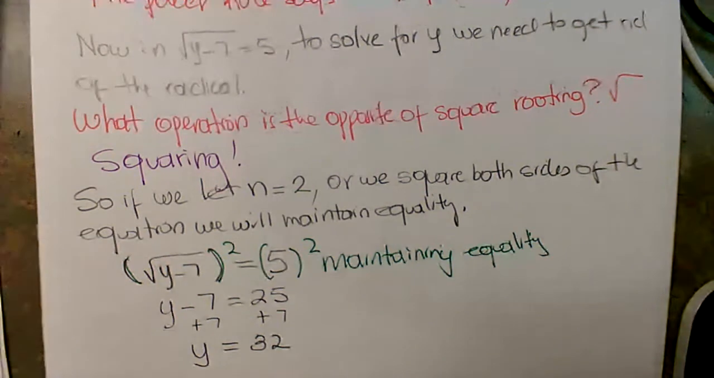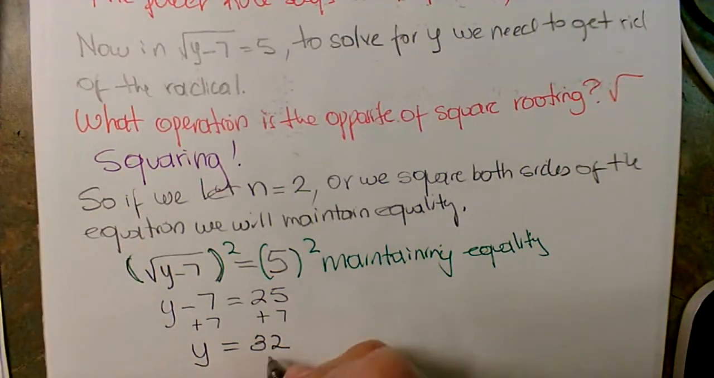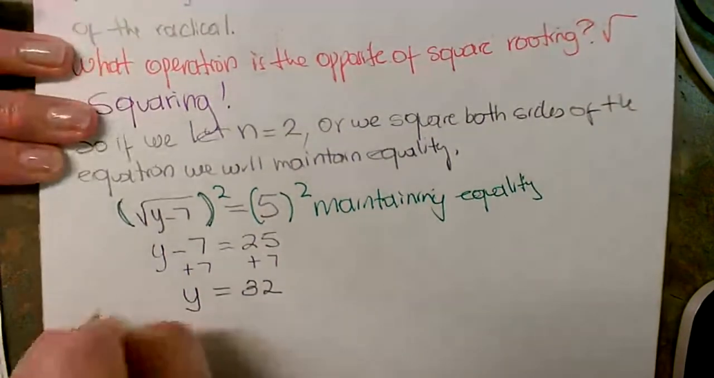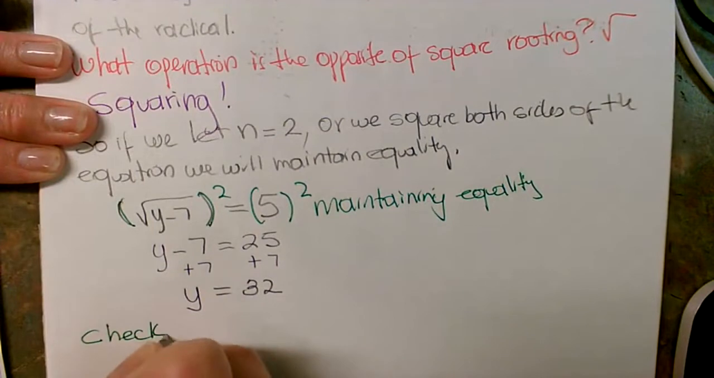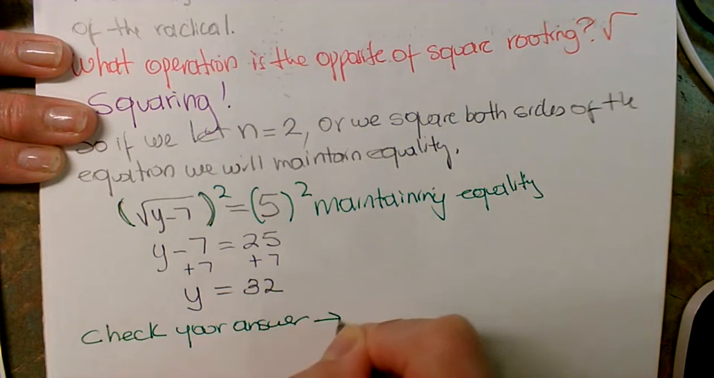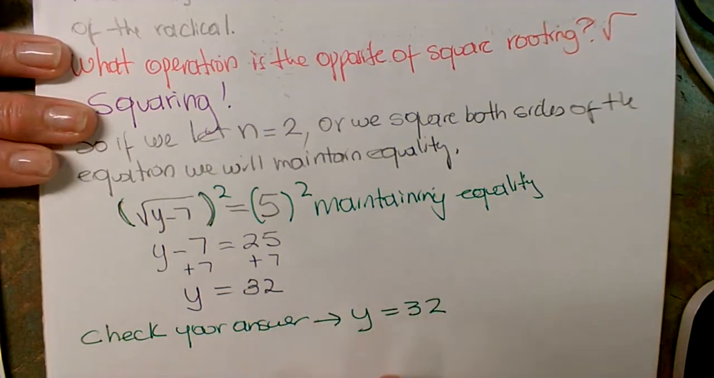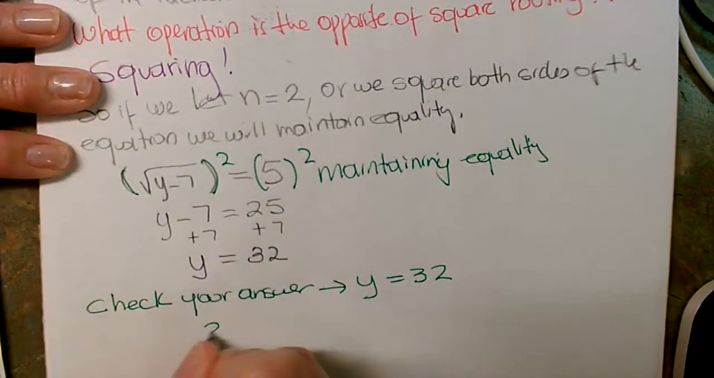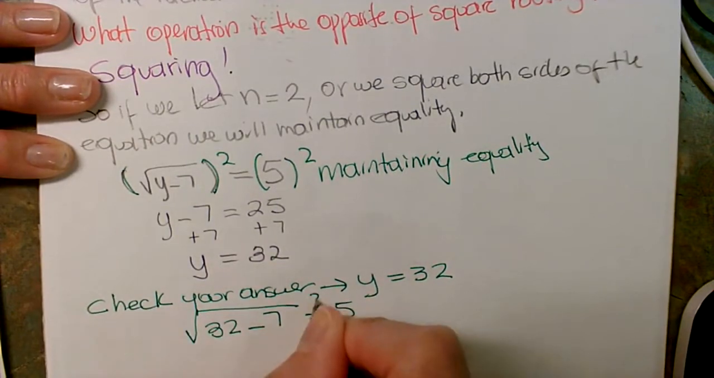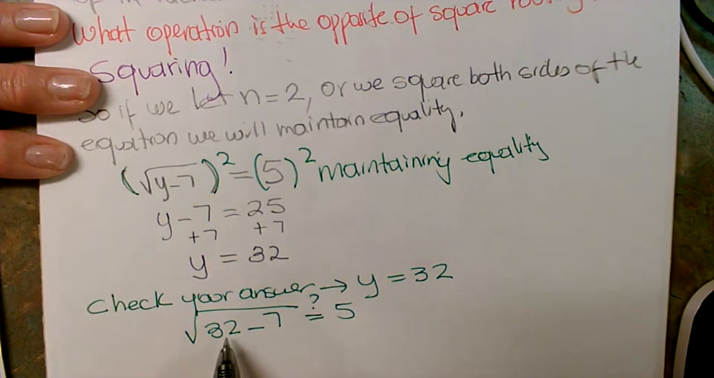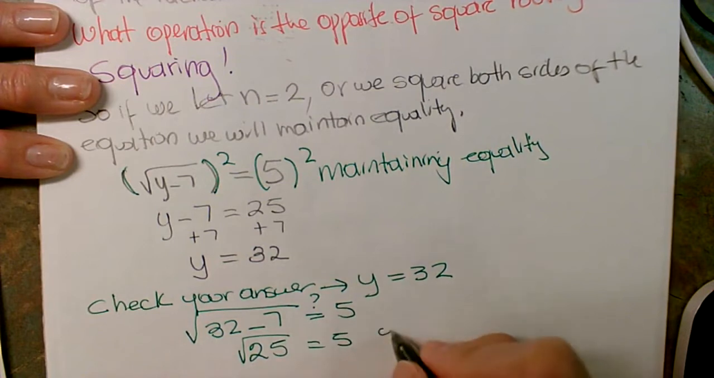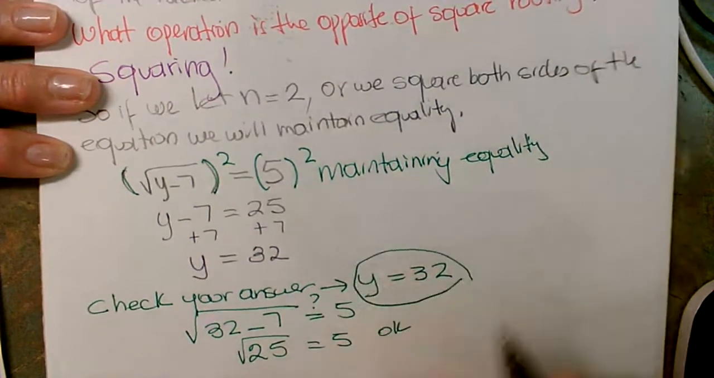But we need to check the answer, so let's do it. Our answer was y equals 32. So we have the square root of 32 minus 7. We need to find out if this is true. So 32 minus 7 is 25. And what's the square root of 25? 5. So it's okay, right? So this is the answer.